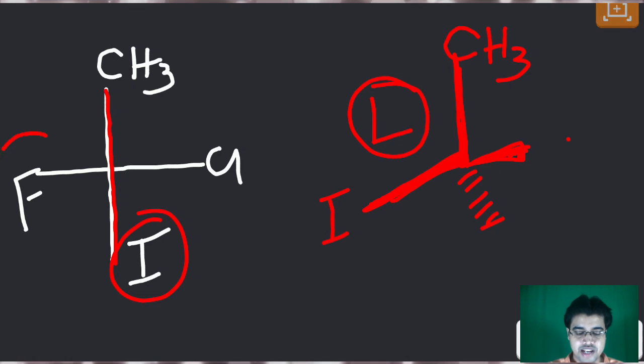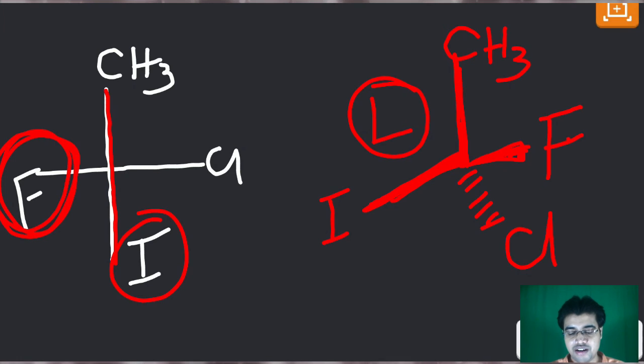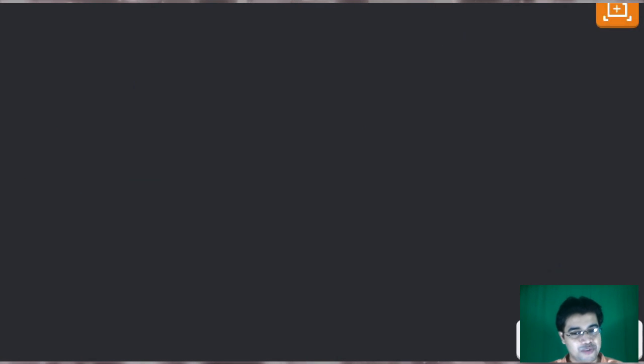So which group exists in the left side? This group exists in the left side. So the left side group will be in the up position and the right side group will be in the down position. Simple. In which direction you bend the line, the group of that position will be in the up position. In the same way, if you want to convert flying wedge to Fischer, the same theory will be applicable but in the opposite direction.